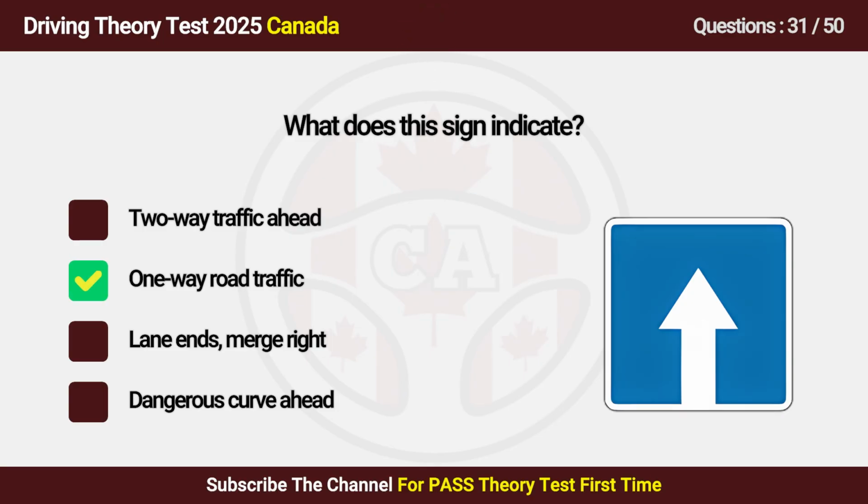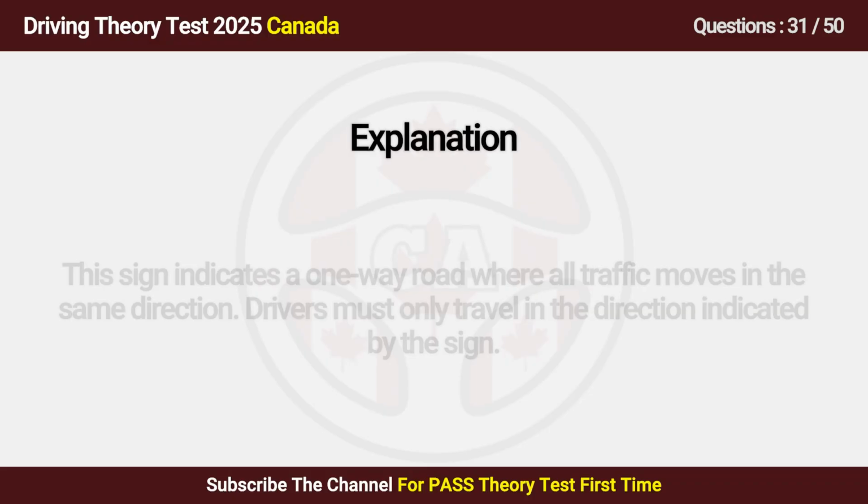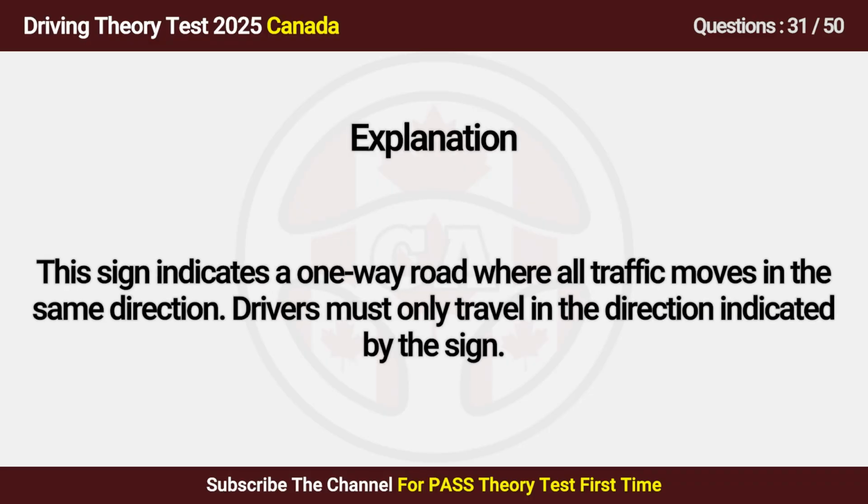Answer is B. One-way road traffic. This sign indicates a one-way road where all traffic moves in the same direction. Drivers must only travel in the direction indicated by the sign.